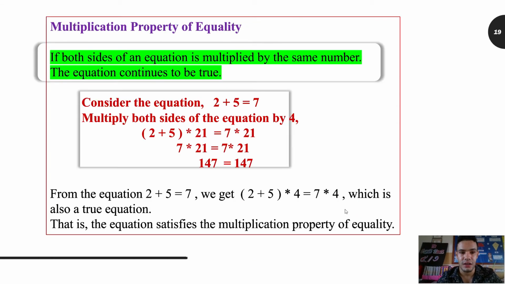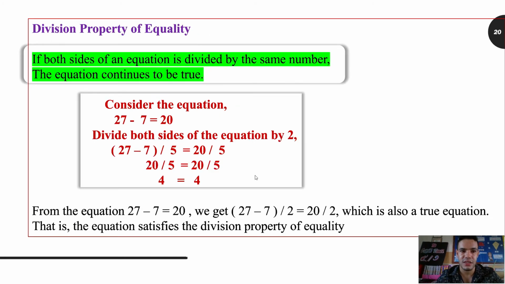Perfect. All right, here the same thing with multiplication, guys. The same condition: if both sides of an equation are multiplied by the same number, the equation continues to be true. So here we're going to multiply both sides by, let's say, 21. It will be 7 multiplied by 21 equals 7 multiplied by 21, which is 147 equals 147. Okay, great. The same thing for division. If both sides of an equation are divided by the same number, guys, remember, it should be the same, both sides continue to be true.